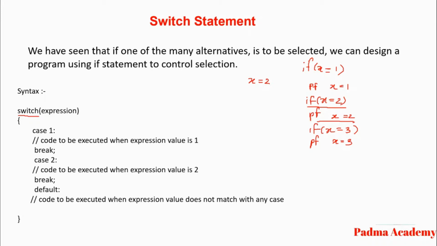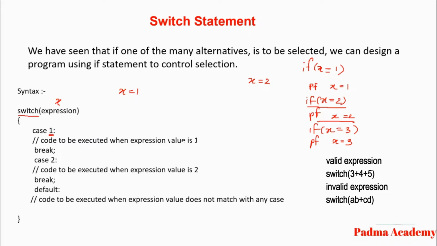Switch expression, case 1, case 2, default case, or you can write case 3, case 4, case 5 and default case. So what is expression? Expression is a constant. Here you can write, suppose, x, so this is the expression. If the x value is 1, then case 1 will be executed. Here it will check x is equal to 1, case 1, the code to be executed when expression value is 1. Yes, our x is equal to 1, therefore this block will be executed, then break. Once case 1 is executed, case 2 and the default case will not be executed.